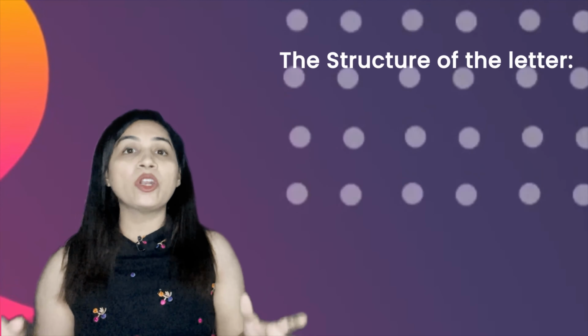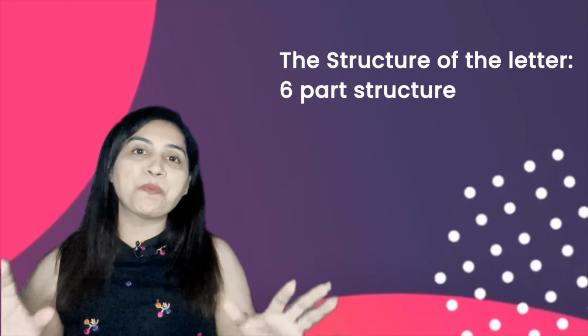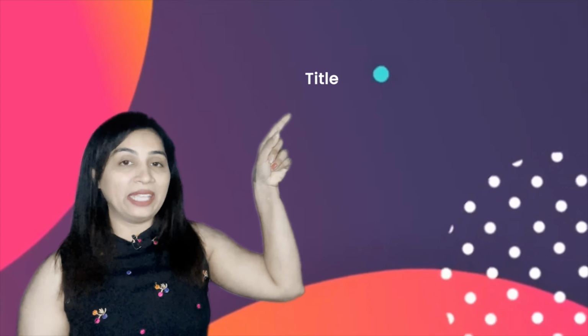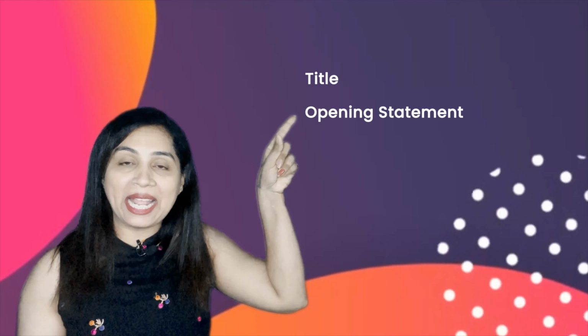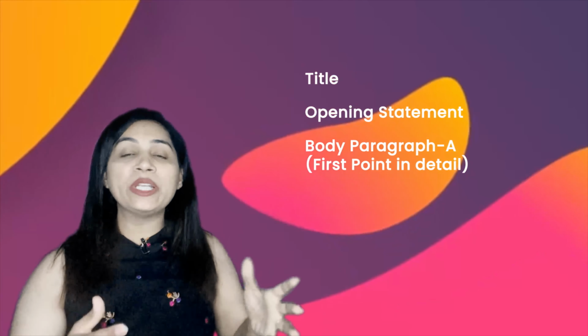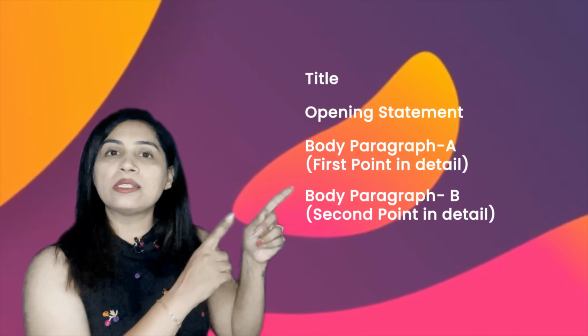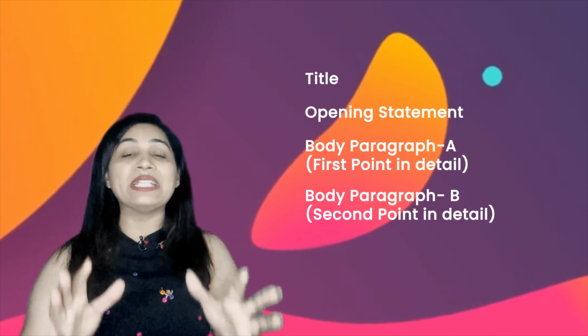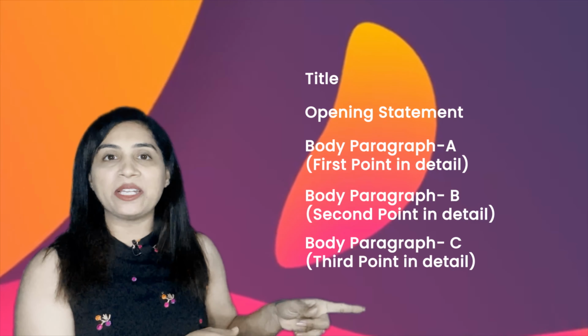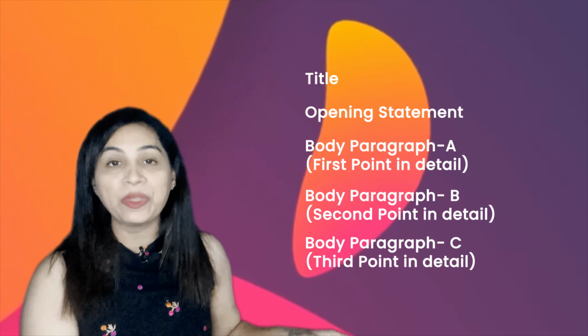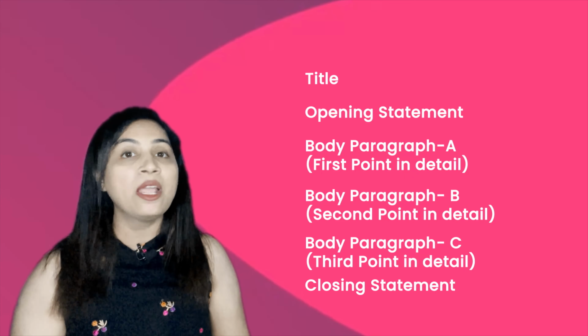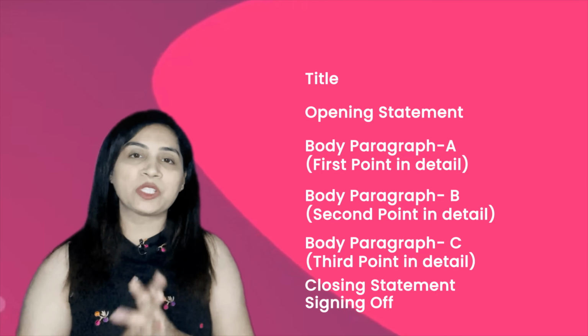The letter structure or the format of the letter is called a 6-part structure, where you start your letter with the title and the opening statement, or let's say the purpose of the letter, the first bulleted point, which is going to be your first body paragraph, the second bulleted point, which is going to be your second body paragraph, the third bulleted point, finally the third body paragraph. You end your letter with a closing statement and finally you sign off with the subscription. For semi-formal letters, I would recommend that you use yours sincerely and write your full name, that is the first name and the last name.